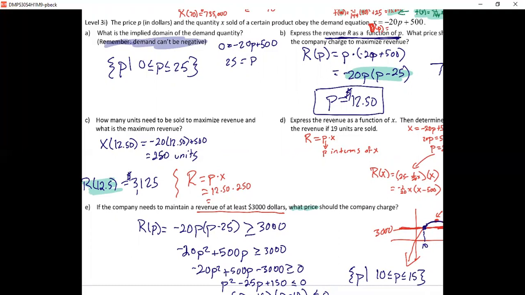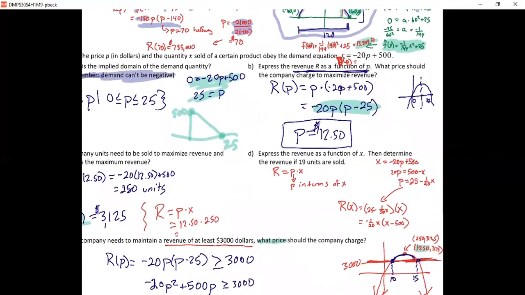We set our demand equal to 0 and solve for P to get 25. So visually what's happening here is we know that we have a y-intercept of 500, and then the x-intercept is now 25. So our implied domain is from 0 to 25.